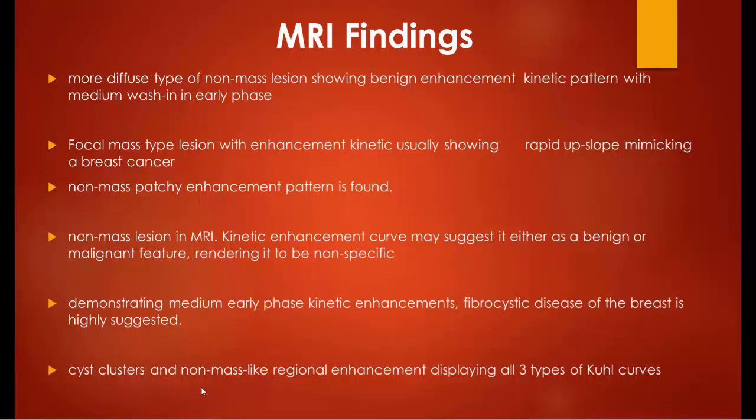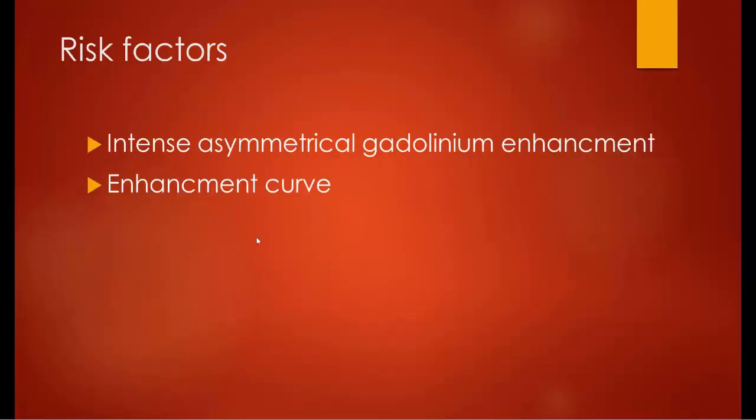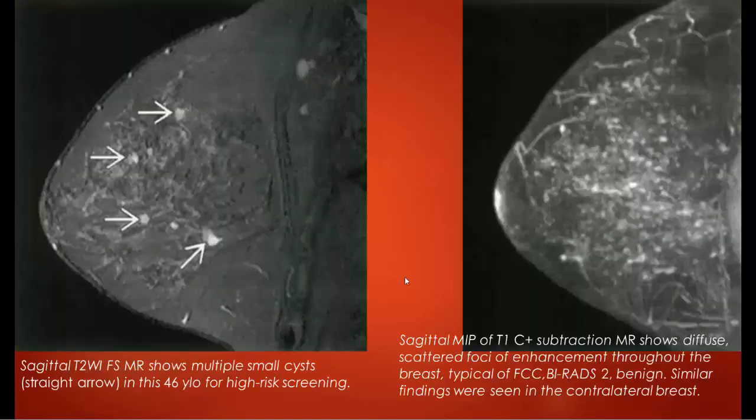Cyst clusters, non-mass-like regional enhancement displaying all types of curve. Risk factor in MRI, intense asymmetrical gadolinium enhancement curve. T2 MR show multiple small cysts, high risk screening female, fibrocystic change. T1 with contrast show diffuse scattered foci of enhancement, typical fibrocystic change by BI-RADS 2 classification.